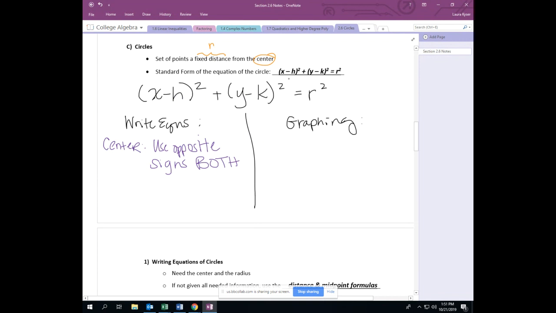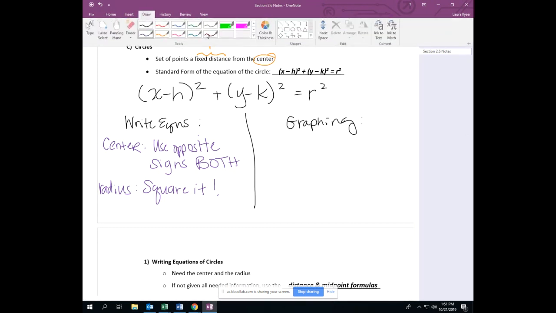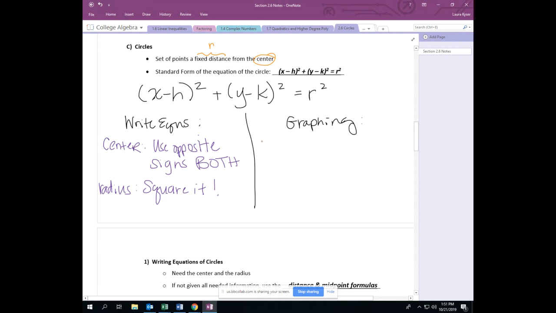The second thing we're going to be putting in is the radius. Now, when we put the radius into this formula, the formula says r squared, which means that whatever we have for the radius, we have to square it when we put it into this formula. So opposite signs and square the radius, because we're putting things into the formula. Now for graphing, we're pulling things out of the formula.